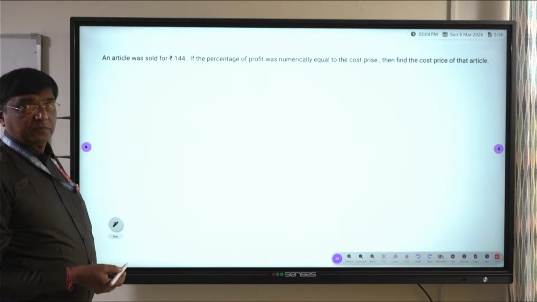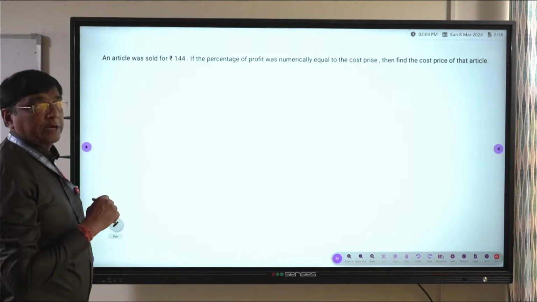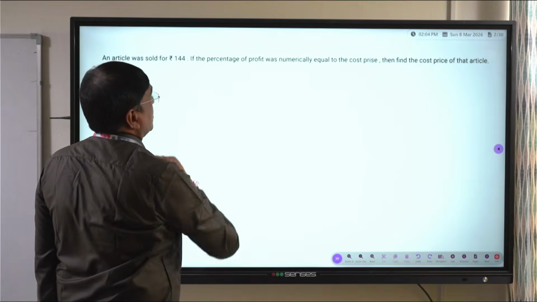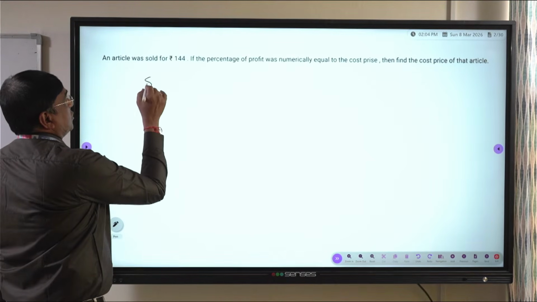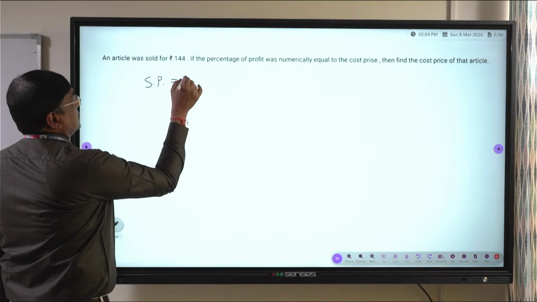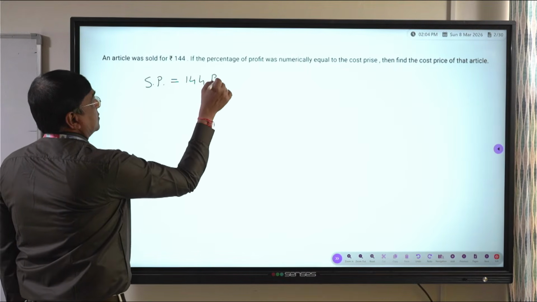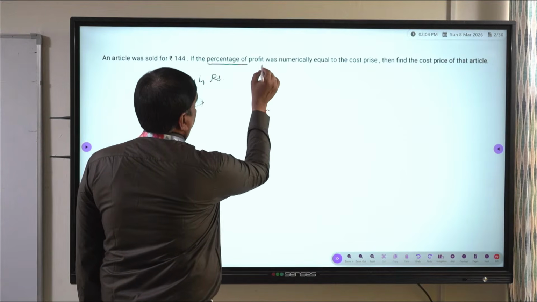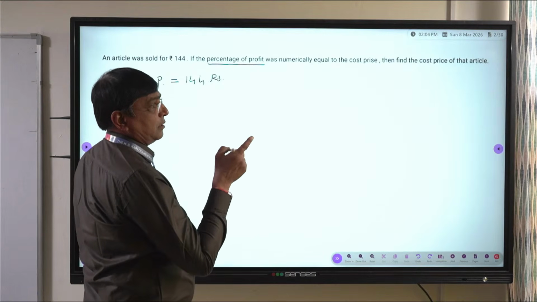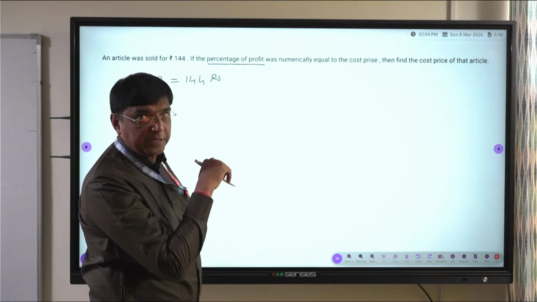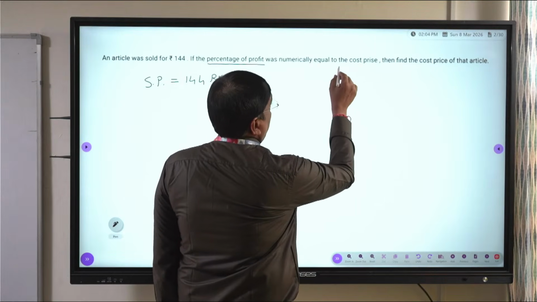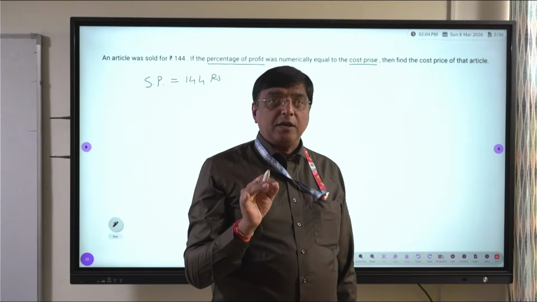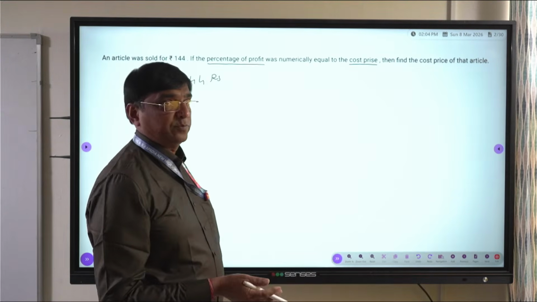This one is of chapter 4. An article was sold for rupees 144. So first of all, the selling price is given, rupees 144. The percent profit is given in percentage, and it is numerically equal to the cost price. Whatever the cost price is, the percent profit is that much.